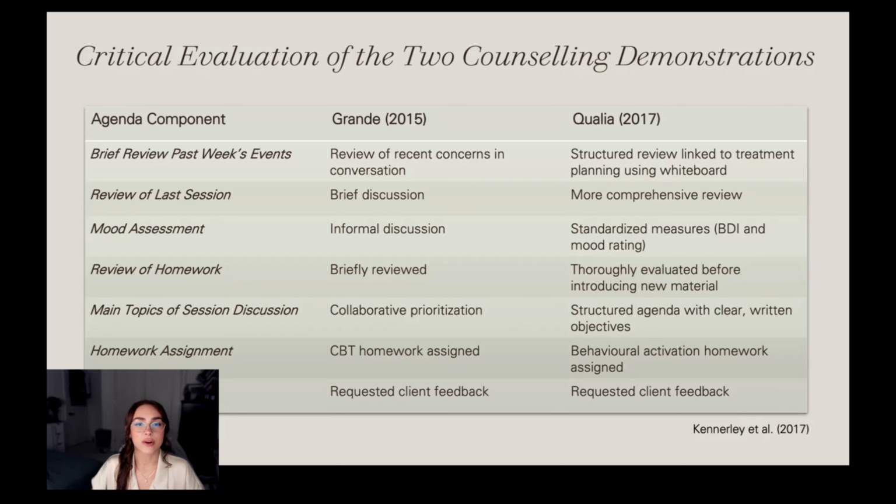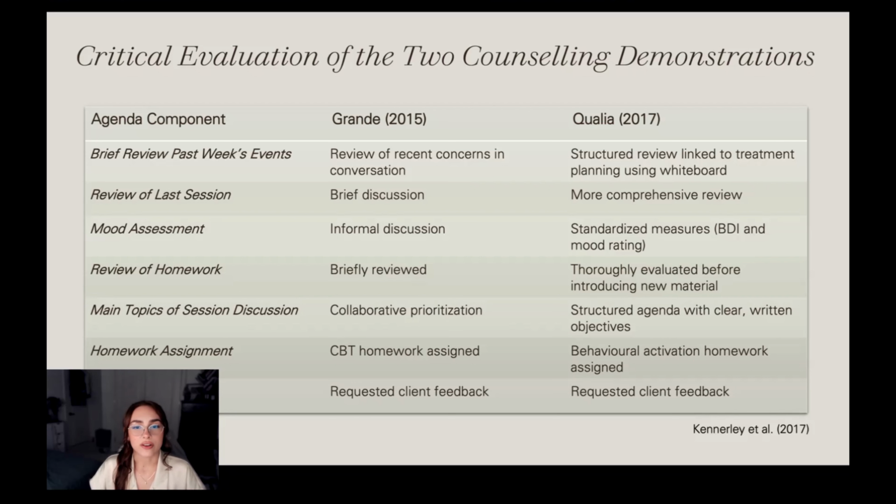Both counselors also encouraged collaboration throughout the session, but they demonstrated it in different ways as well. Grande frequently checked whether the client agreed with the direction of the discussion before moving forward, creating a more natural conversational style. However, Qualia maintained collaboration through structure by explaining each stage of the session, inviting the client's input, and confirming understanding when establishing the agenda before assigning homework. I also appreciated that the counselor explicitly encouraged feedback through statements such as, "We're in this together," and "We're a team," as this helps validate the client's experience.